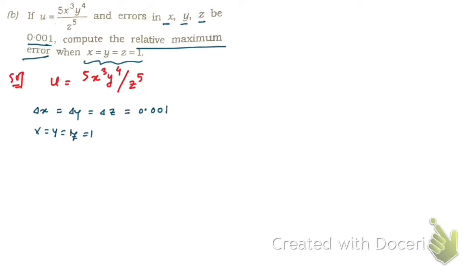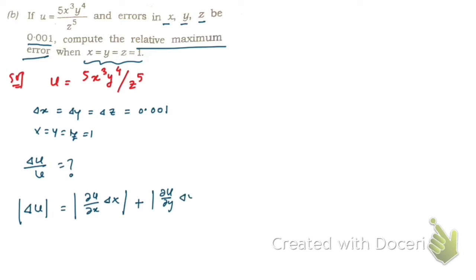So how to find that? Relative maximum error is given by del u by u. That's going to give you relative maximum error. So in order to find that, we must find del u max. Just wait. How to find it? So how to find del u? This is equal to mod of partial derivative of u with respect to x, delta x here, then plus again mod of del u by del y, delta y here, then again mod of partial derivative of u with respect to z, delta z here. So that's what we will get.